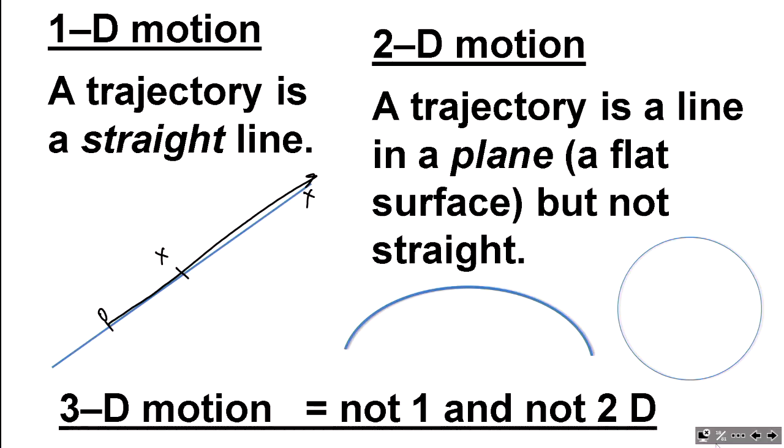Now, if the trajectory is not a straight line, but lies in a plane, like again, this one, we call it a two-dimensional motion. And something like this, we call three-dimensional motion. We're not going to study three-dimensional motion, not because it's too difficult, on the contrary, because it actually doesn't give much new information relative to one-dimensional and two-dimensional.